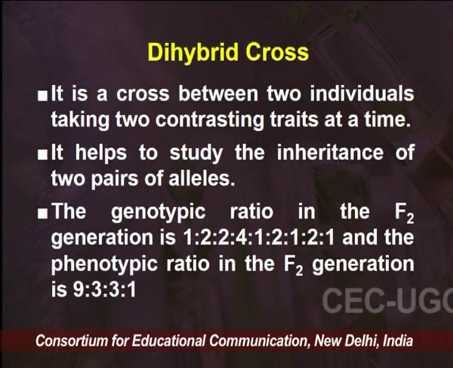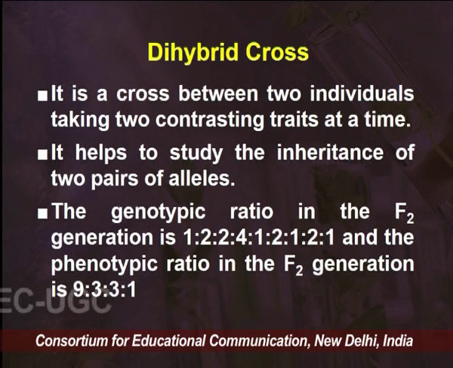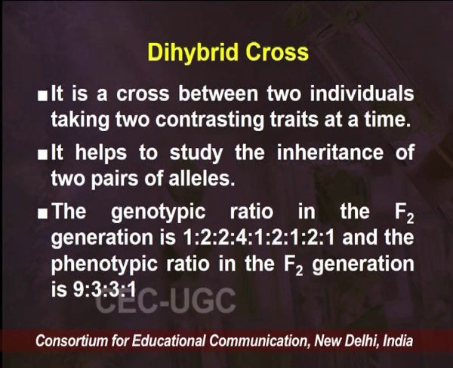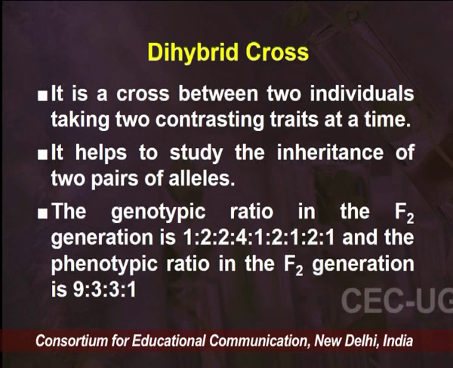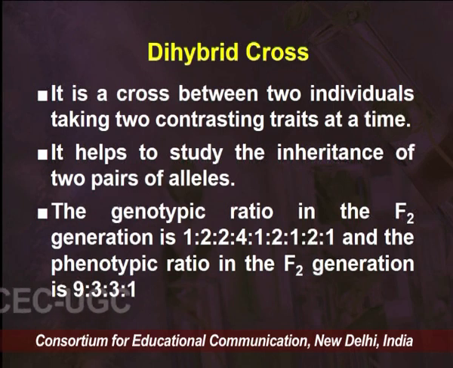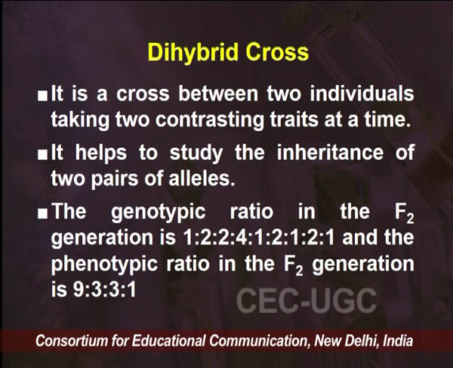So, it is a cross between two individuals taking two contrasting traits and studying the inheritance of two pairs of alleles. The genotypic ratio in the F2 generation is 1:2:2:4:1:2:1:2:1. And the phenotypic ratio in the F2 generation would be quite simple, that is 9:3:3:1.